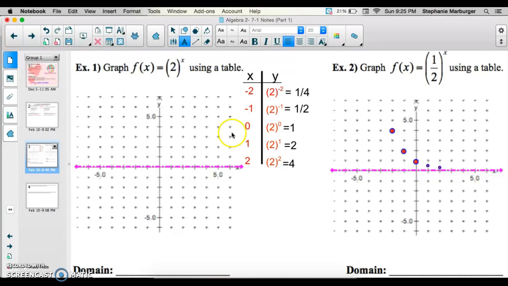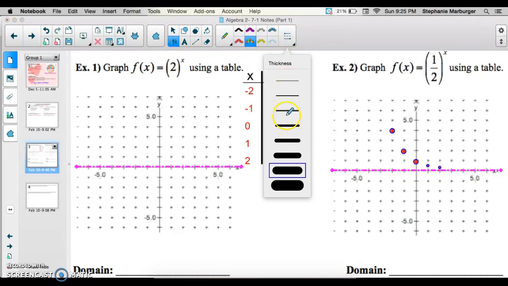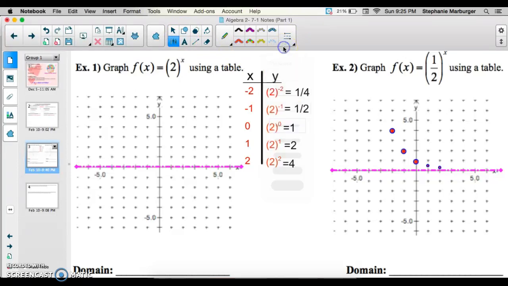So if we go through and just do some quick ordered pairs here. So when x is equal to -2, y is equal to 1/4. So I'm going to come over here to -2. 1/4 is going to go about here. When x is -1, y is equal to 1/2. That's about here. When x is 0, y is 1. That's there. When x is 1, y is 2. And when x is 2, y is 4. Okay, so there are my 5 key points for that particular function.